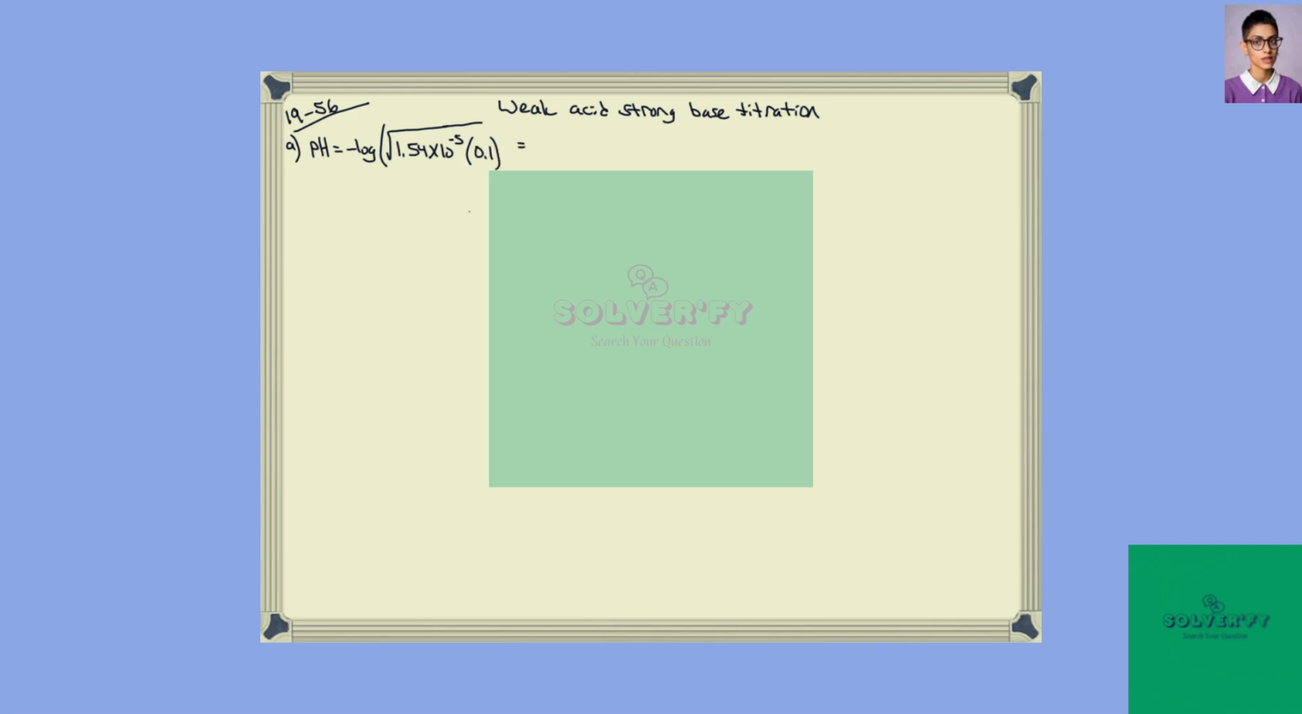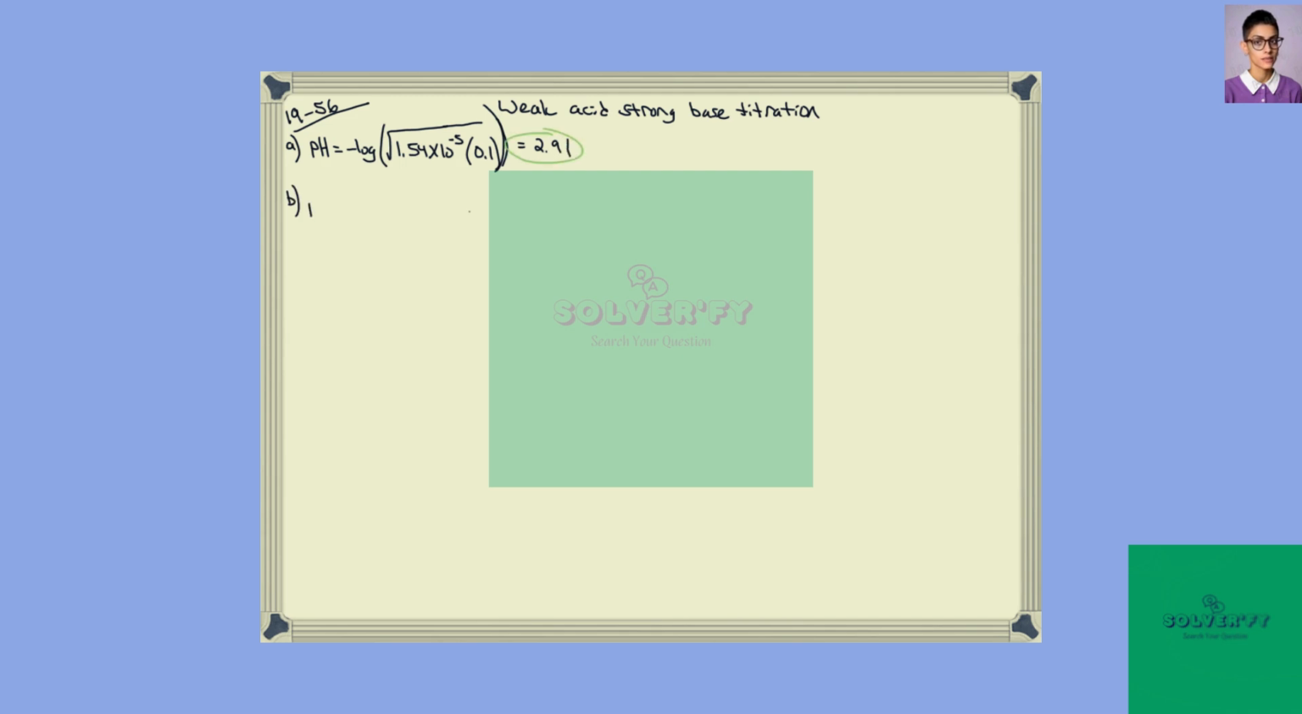So this right here gives us our hydronium concentration. If we take the negative log of that, we'll get our pH, and our pH is 2.91.